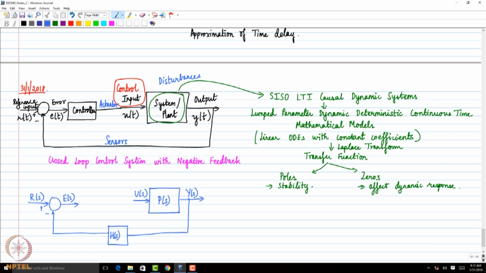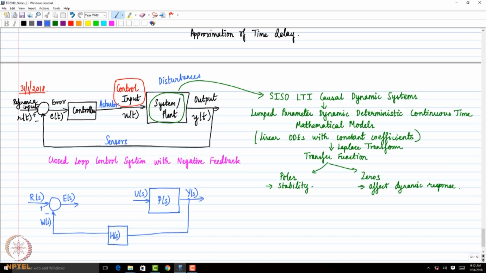Let's say we call the function that comes to the summing junction W of S, because sometimes H of S is not 1. Let's say I put a filter in the feedback path to filter out the sensor's noise and so on. The output signal is anyway modified. The modified signal, let's call the transformed signal, is W of S.